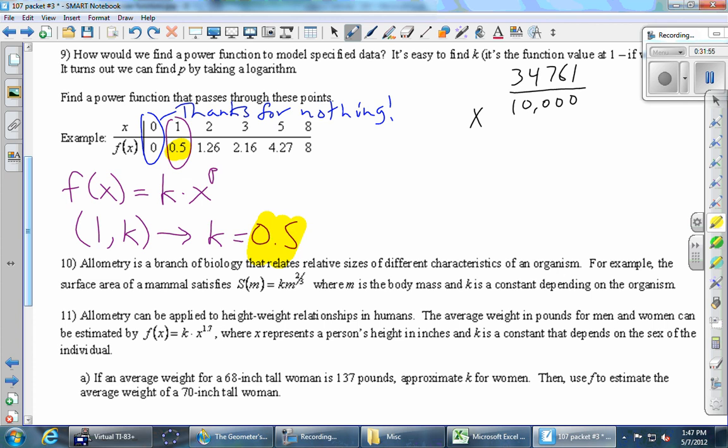Everybody see it? If I tell you what x is 1 corresponds to, you can grab it. That's the value of K. Okay, so our new formula is updated. Instead of K, what did we just discover? It's 0.5. So it is now 0.5 x to the p, still p to be determined.